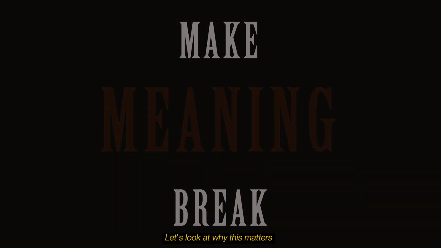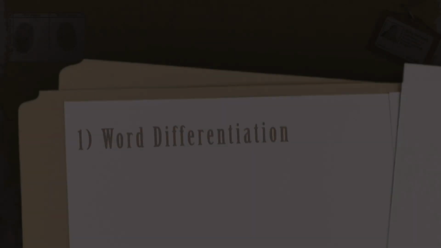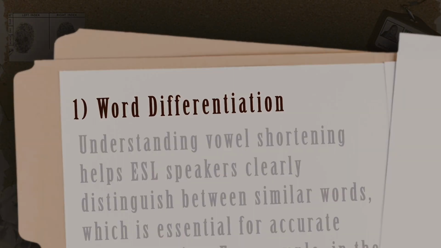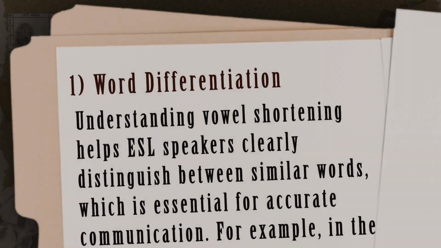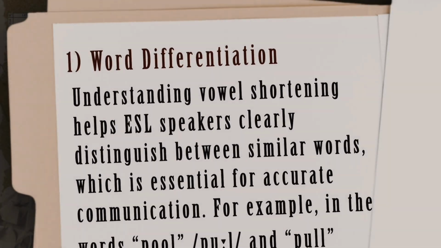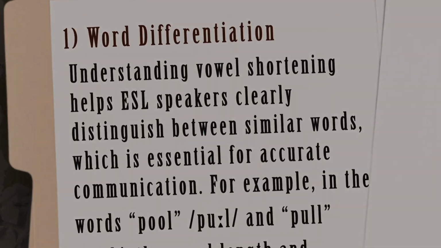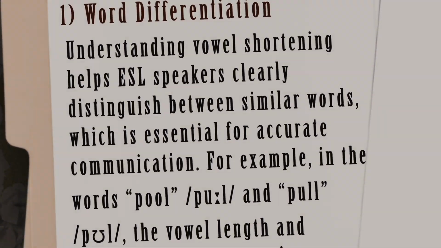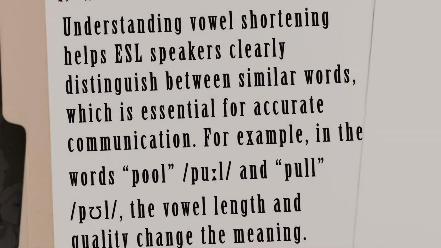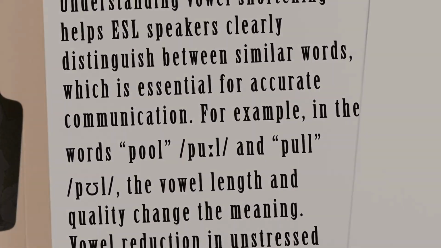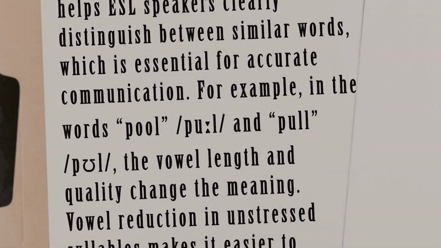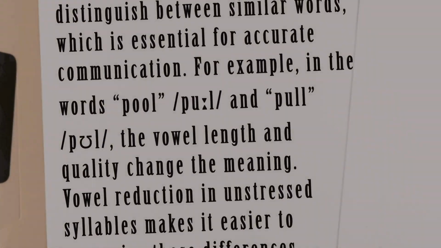Next up, vowel shortening. At first glance, it seems subtle, but in speech, a few milliseconds can make or break meaning. Let's look at why this matters. First, word differentiation. Understanding vowel shortening helps ESL speakers clearly distinguish between similar words, which is essential for accurate communication. For example, in the words pool and pull, the vowel length and quality change the meaning.